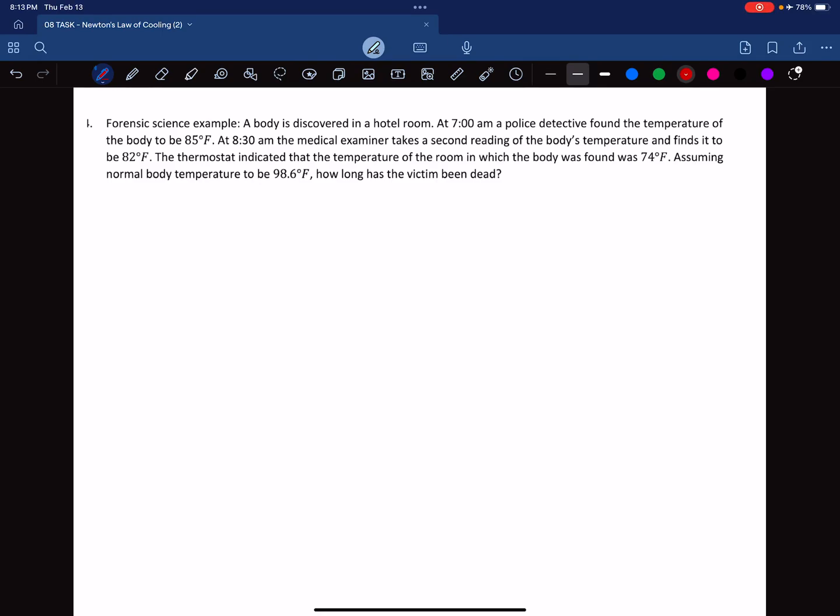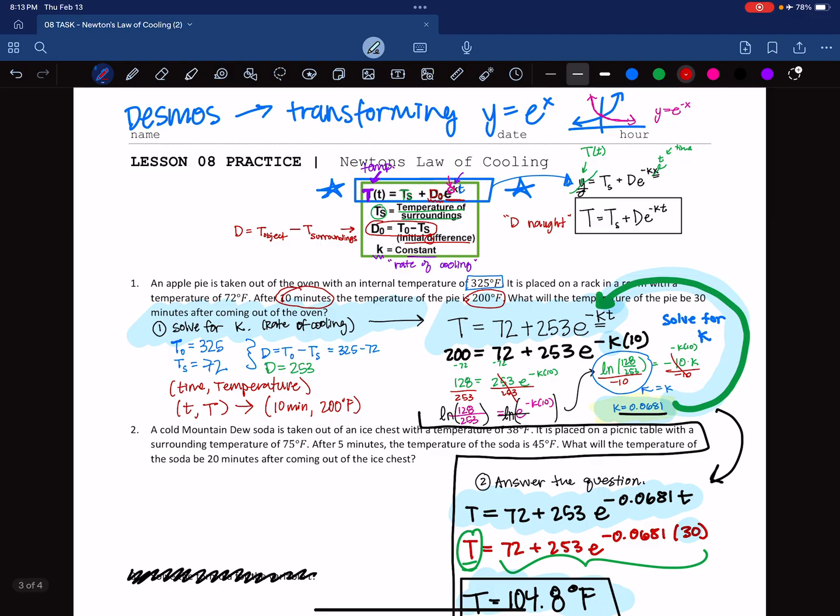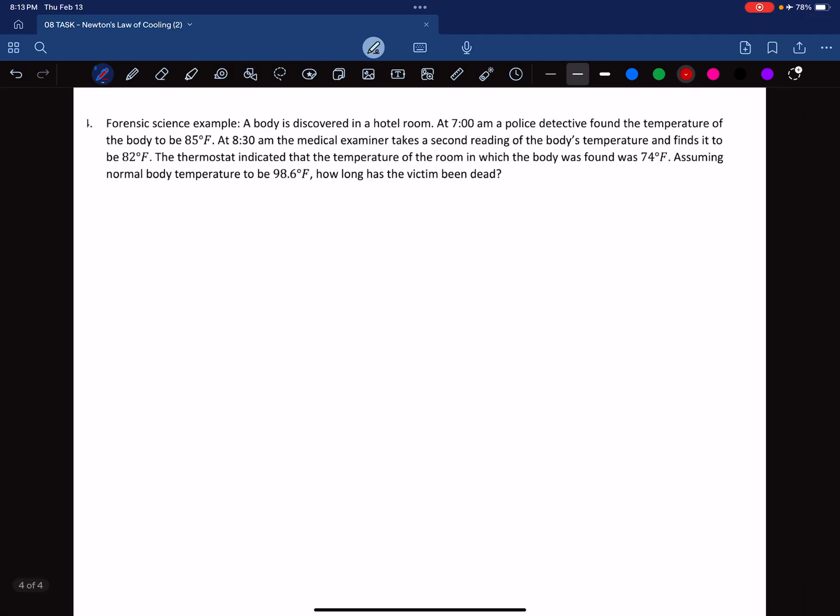Okay, welcome back to the second part of our video. We're going to go through how to solve this last question on your lesson 8 practice. Okay, so we're going to use Newton's law of cooling, and we're using a forensic science example. Let me rewrite our model really quick.